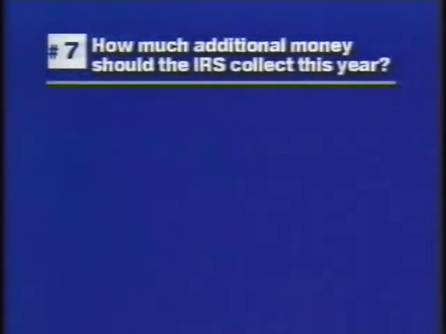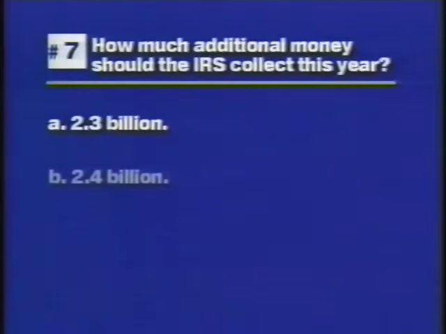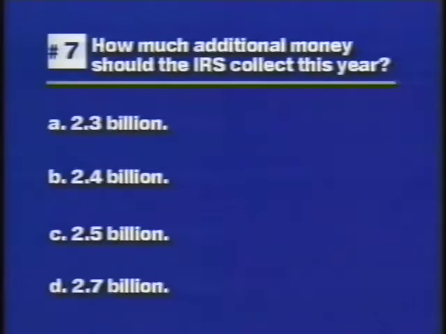Question 7. How much additional money should the IRS collect this year? A. 2.3 billion. B. 2.4 billion. C. 2.5 billion. D. 2.7 billion.